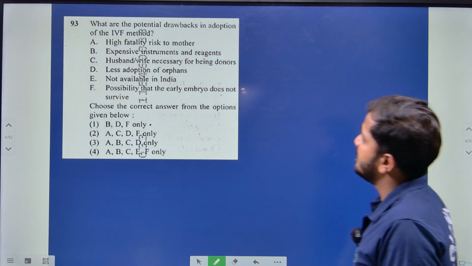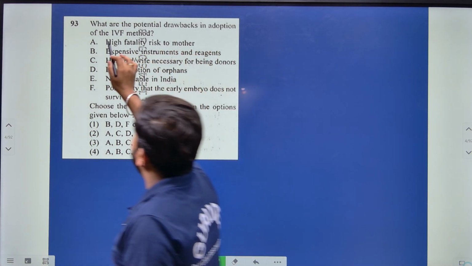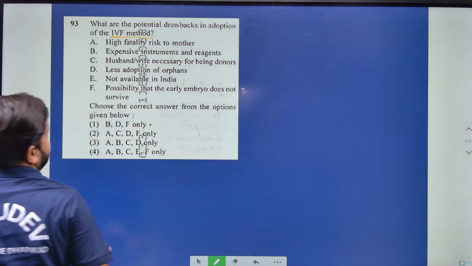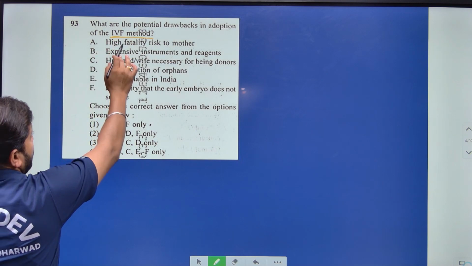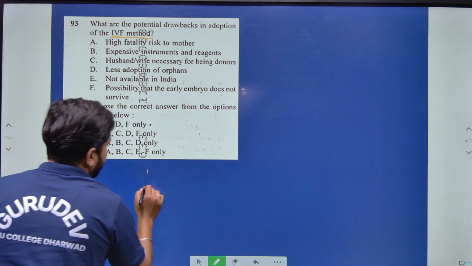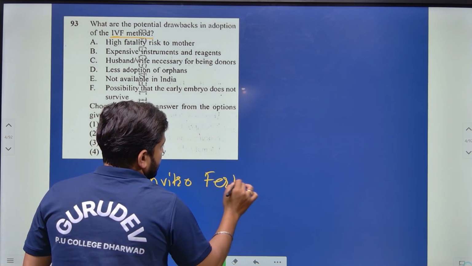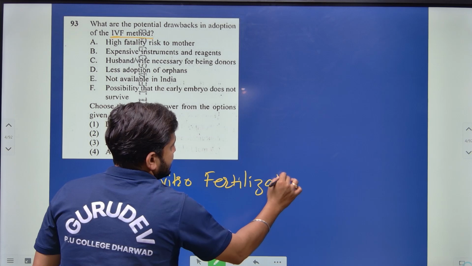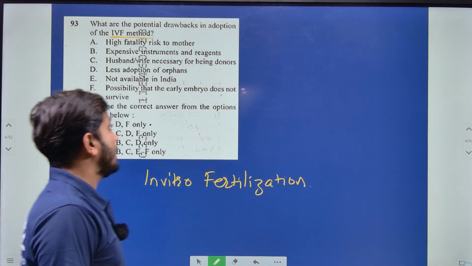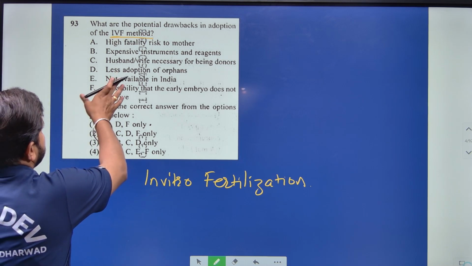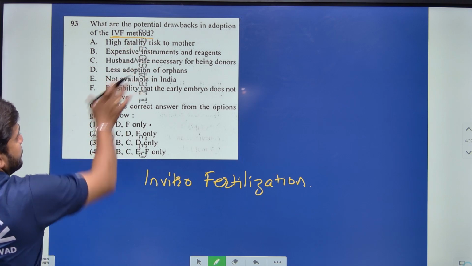Moving on to the next: what are the potential drawbacks in adoption of the IVF method, right? IVF means in vitro fertilization, right? So we are going to carry out the fertilization at laboratory scale, and that itself we call IVF, in vitro fertilization. So they have given different options, and they asked us for the potential drawbacks from this, right?